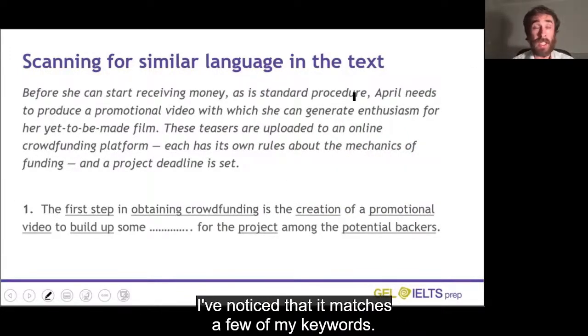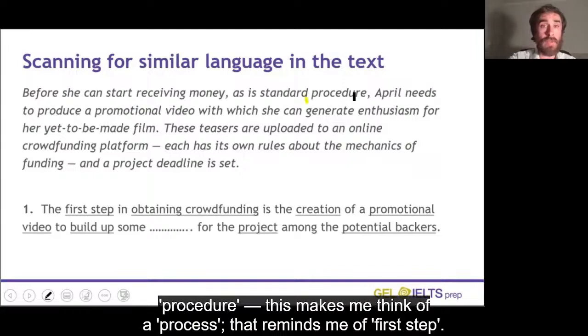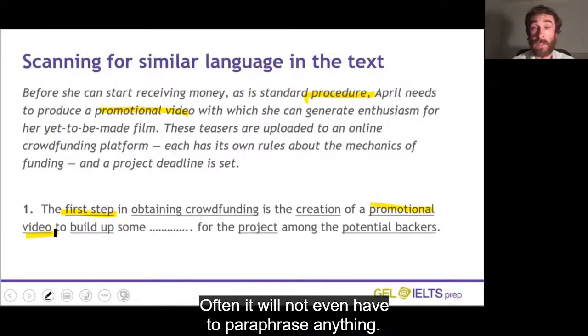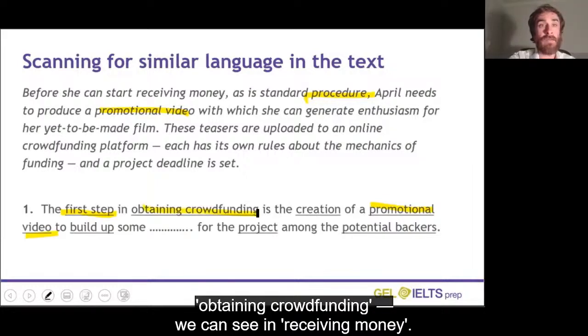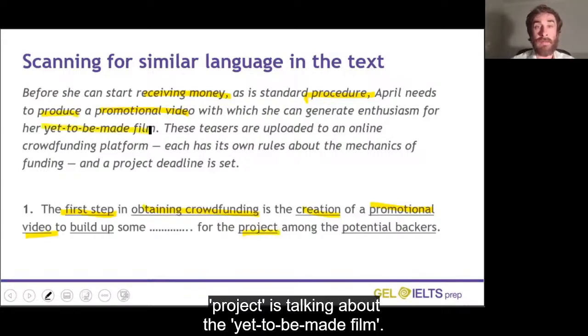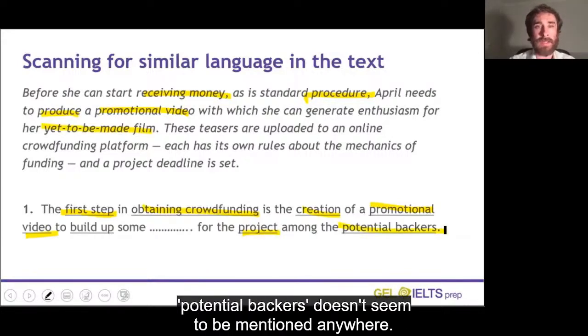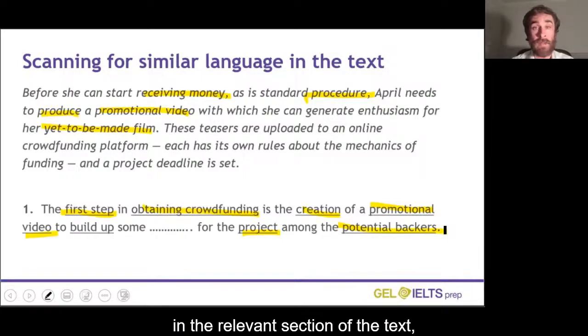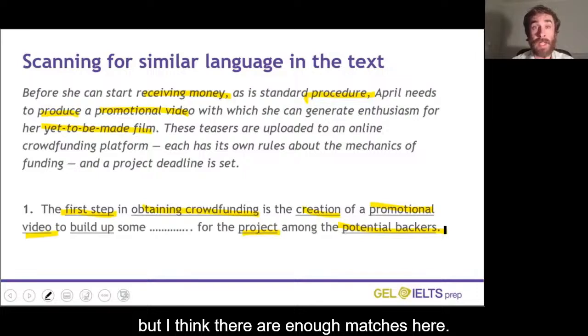Using those keywords, I have found this section of the text. I've noticed that it matches a few of my keywords. Procedure. This makes me think of a process. That reminds me of first step. Promotional video. Well, that's exactly the same as the question here. Often, it will not even have to paraphrase anything. Obtaining crowdfunding, we can see in receiving money. Creation is similar to produce. Project is talking about the yet-to-be-made film. Potential backers doesn't seem to be mentioned anywhere. That's okay. You probably won't find all of your keywords in the relevant section of the text, but I think there are enough matches here.